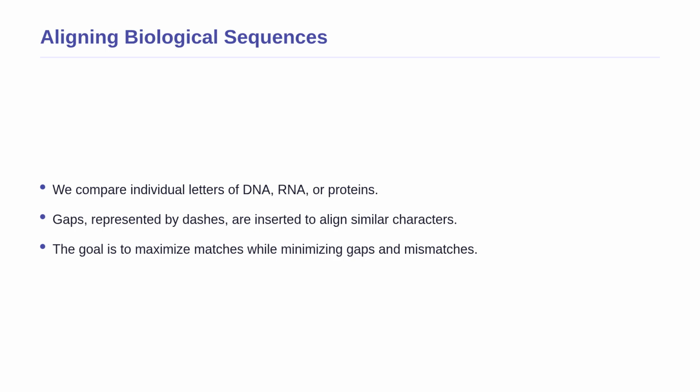Now that we have our book analogy, let us apply this to biology. Instead of English sentences, we are comparing the individual letters of DNA, RNA, or proteins. Formally, sequence alignment is the process of arranging two or more of these biological sequences to identify regions of similarity. When we align them, we often insert gaps, which are usually represented by dashes, into one or both sequences. The ultimate goal here is to maximize the number of matching characters while minimizing the number of gaps and mismatches.